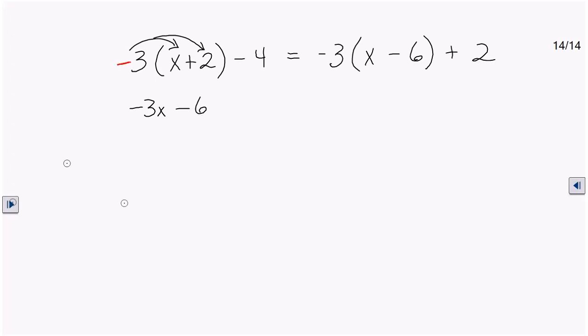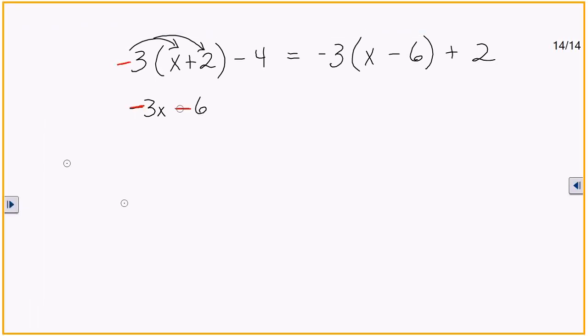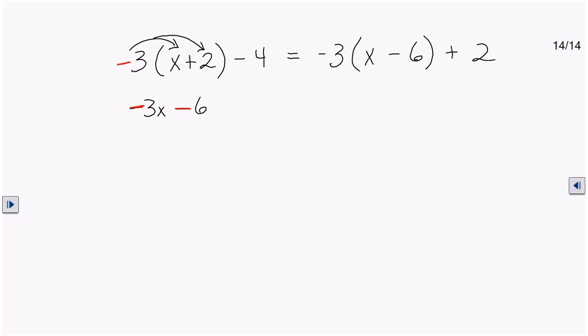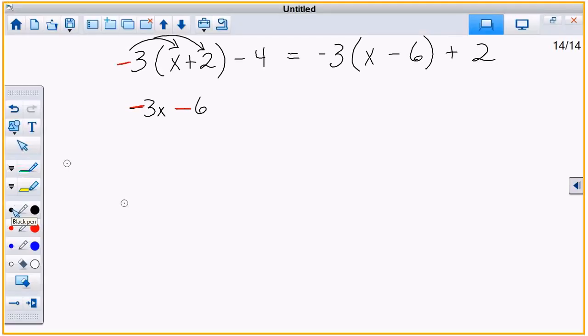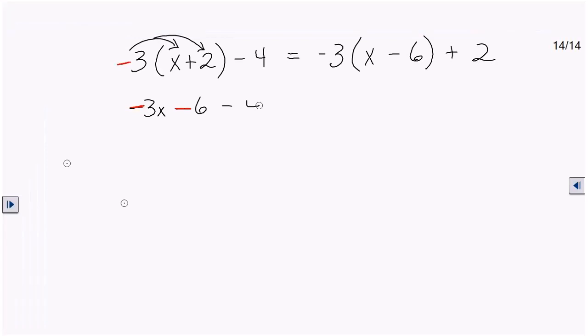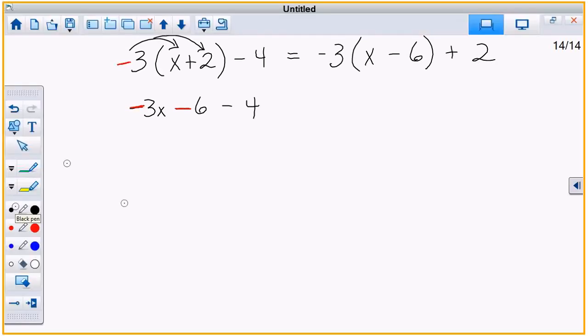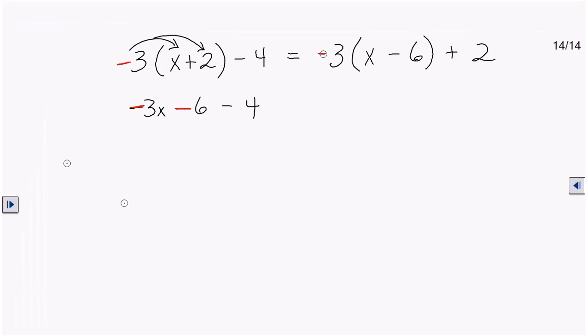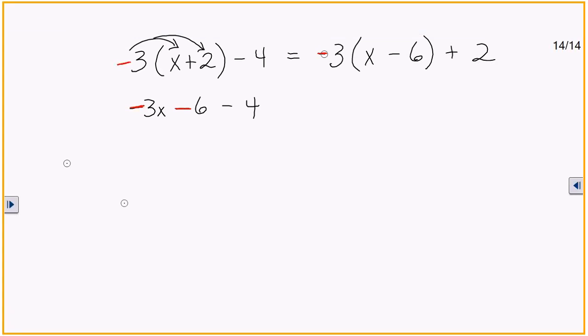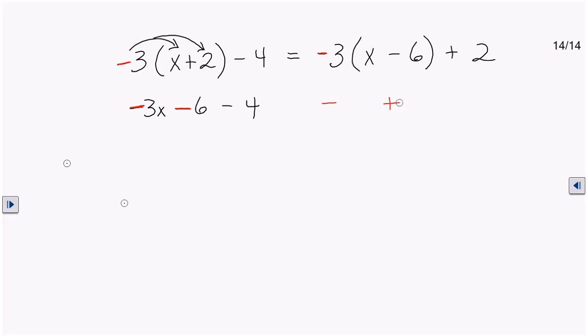And I'm going to draw that negative red because that is a major problem with students. They forget to do that. So you need to make a note of that. When you have a negative in front of the parentheses, it's going to cause trouble if you're not careful. So that's going to make this negative 3x plus 18.